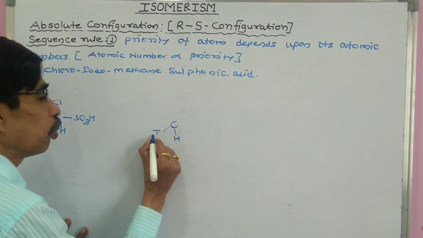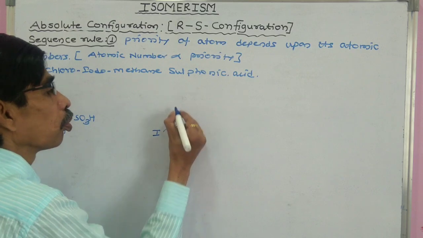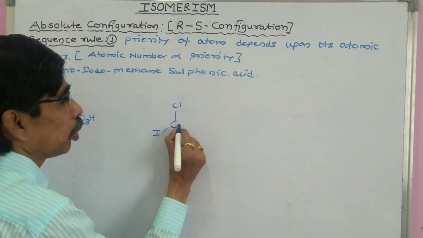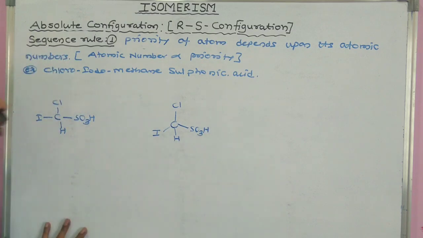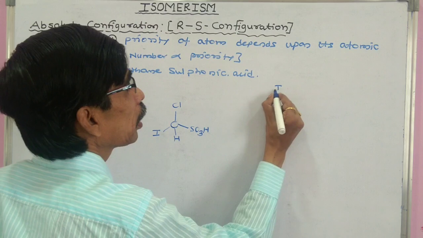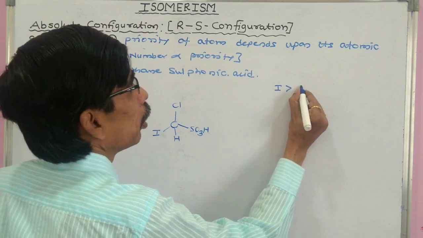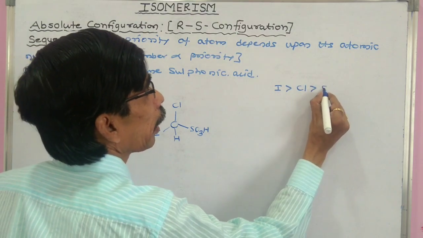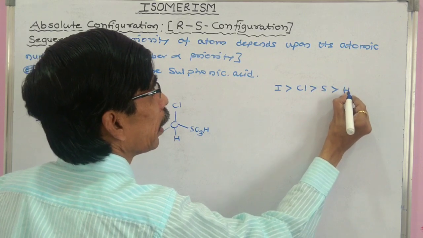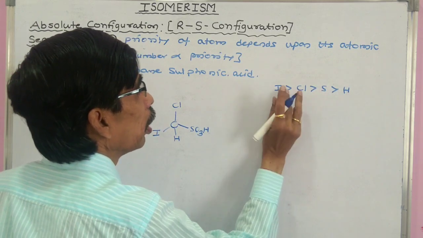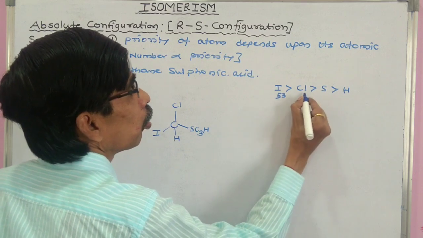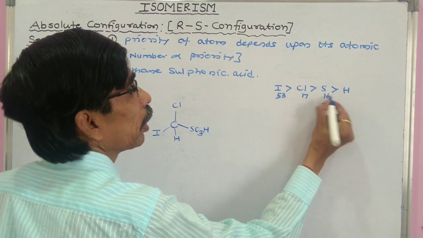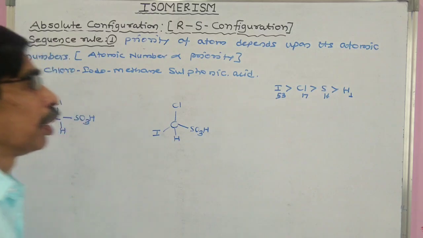Then this is the first priority atom, second priority atom, and this is the third. So we first determine the priority order. In this case, I is greater than Cl, Cl is greater than S, and S is greater than H, because iodine has the atomic number 53, chlorine has 17, sulfur has 16, and hydrogen has 1.